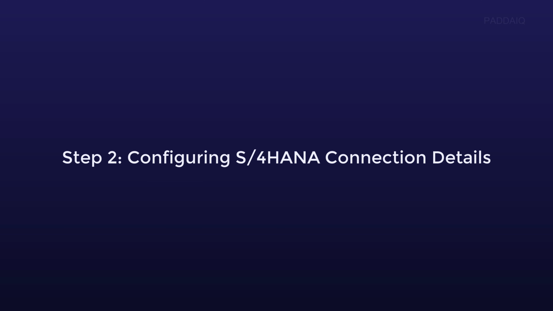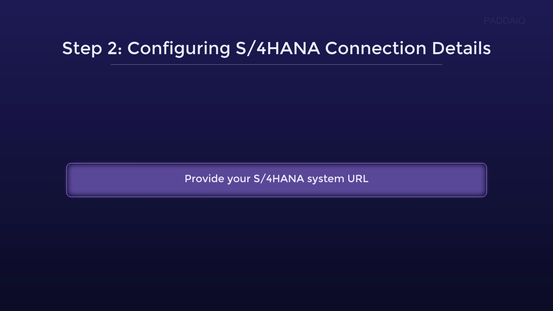Step 2. Configuring S/4HANA connection details. Provide your S/4HANA system URL. This is the web address where your SAP S/4HANA system is hosted, so BTP can communicate with it. For example, if your system is at https://mycompany.s4hana.com, you enter that here. This step establishes the vital link for data exchange between your systems.